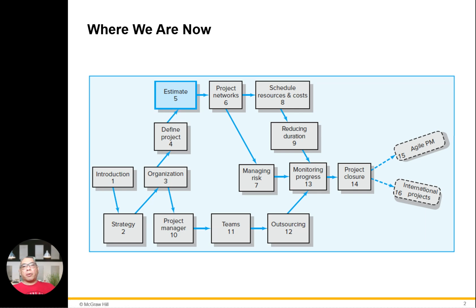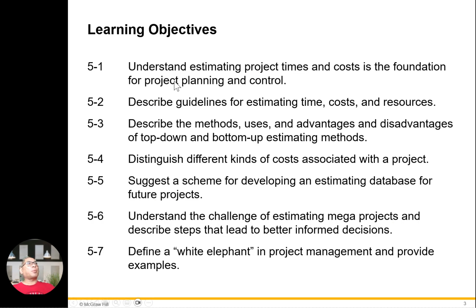There are quite a number of learning objectives for this chapter, from 1 to 7. Okay, let's look at them one by one. Number 1, understand the project times and costs and their foundation for project planning and control. Number 2, describe the guidelines for estimating time, cost, and resources. Number 3, describe the method, uses, and advantages and disadvantages of top-down and bottom-up estimating methods.